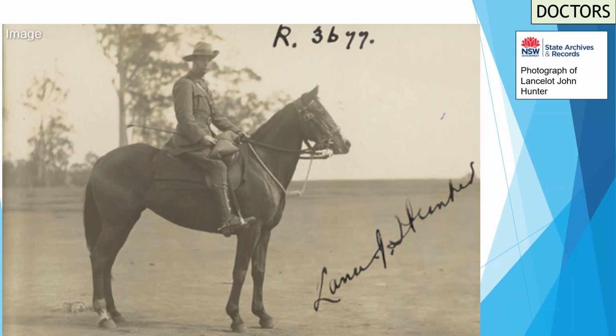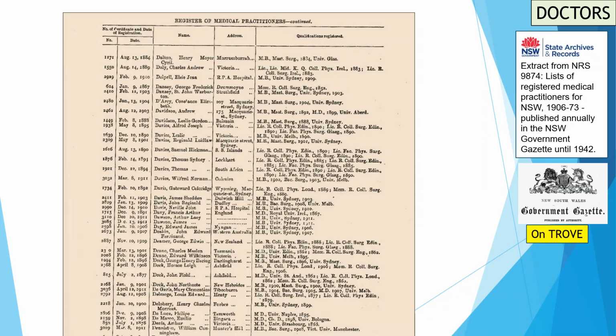Further records of doctors that are available, you can access them in the Government Gazette, which you can freely research on Trove. This is an example. It's a register of medical practitioners giving their qualifications and their address and their names and their dates.